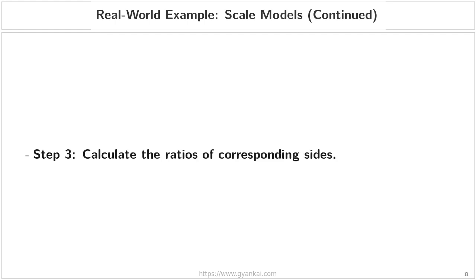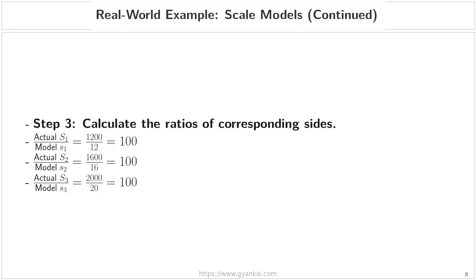Now that we have converted our measurements into the same unit in the previous slide, let's move on to step 3, where we calculate the ratios of these corresponding sides to see if they are truly proportional. First, let's take the first side of the actual roof, which is 1,200 centimeters, and divide it by the first side of the model, which is 12 centimeters.